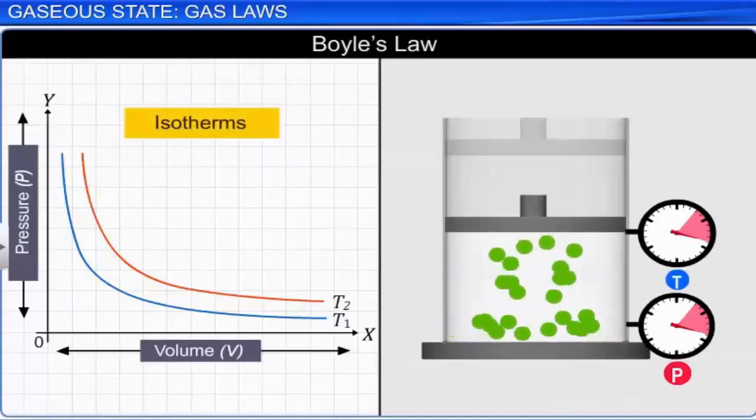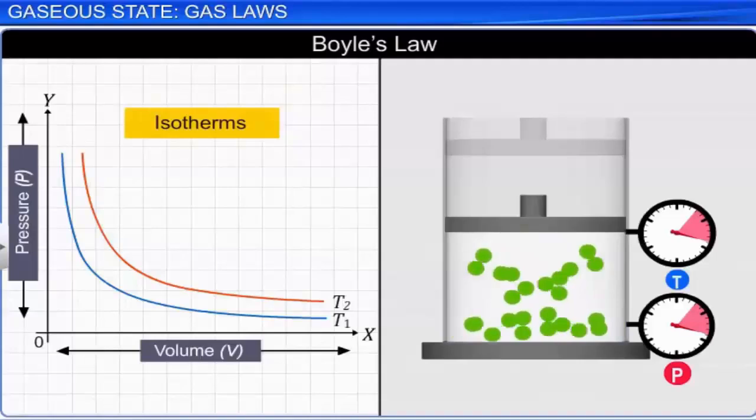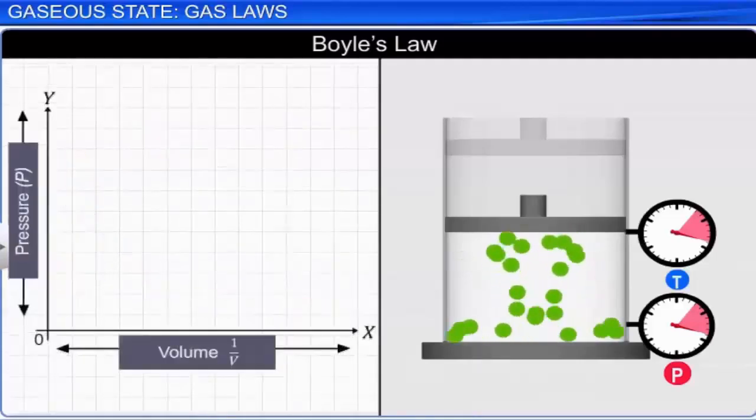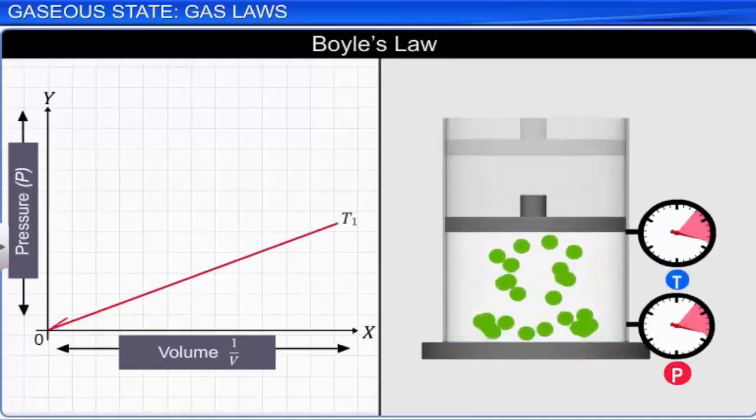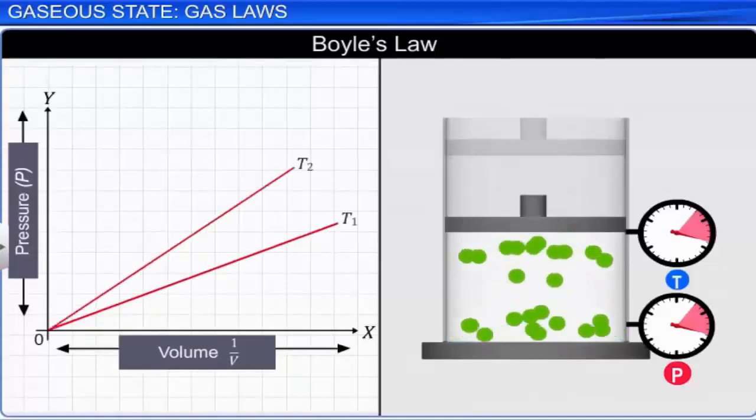Similarly, we can plot the variation of pressure against 1 by volume. We get a straight line for each constant temperature. These straight lines pass through the origin.